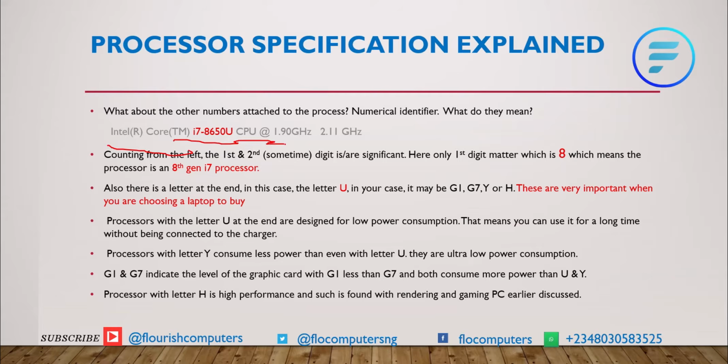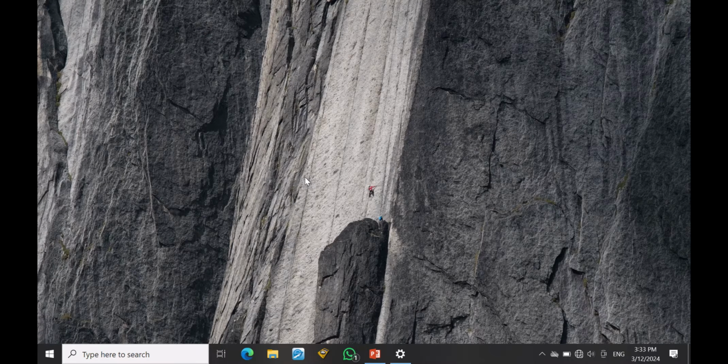What do they mean? For example, Intel Core i7-8650U. This is actually the processor on my current system that I'm using to record this video. So I'm going to use this to explain to you, and then I will show you how to check your processor to be able to see the full detail like I have on the screen here. You already know that it's Core i7. What about the other information about the processor?